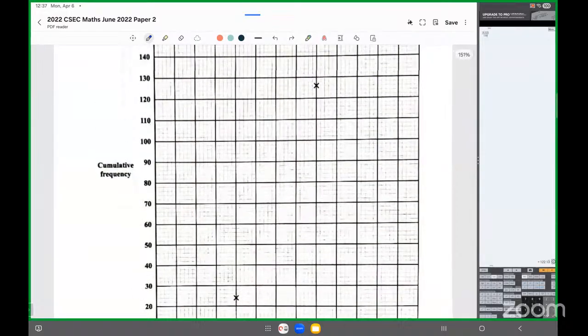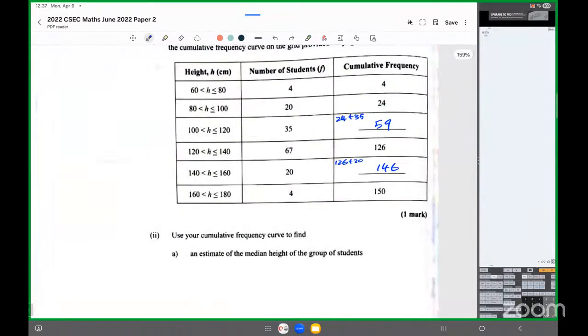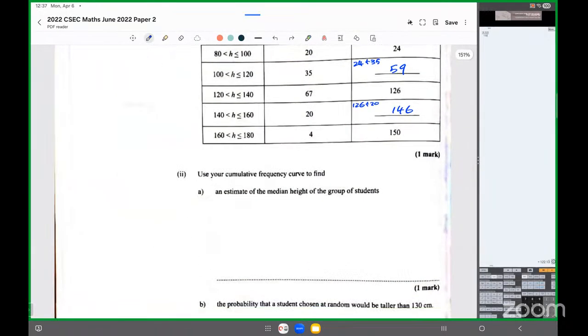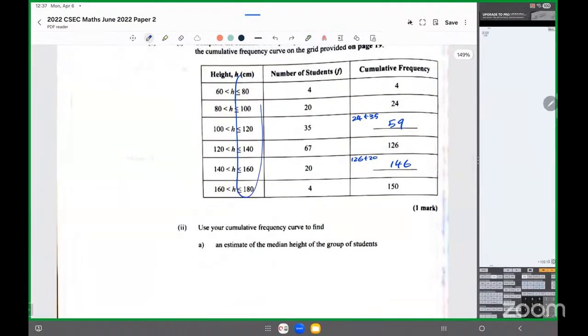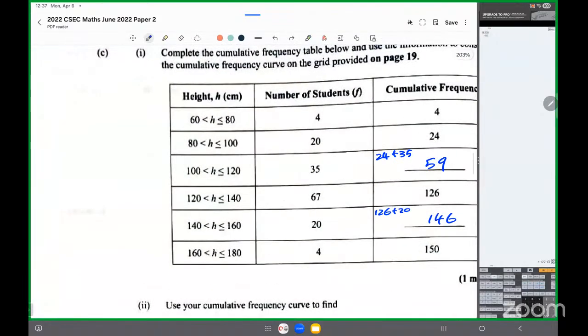So based on the graph, it's using less than or equal to values, right? The graph is using these values, or limit values, or boundary values, sorry, with the cumulative frequency. That's what they're using for the graph.